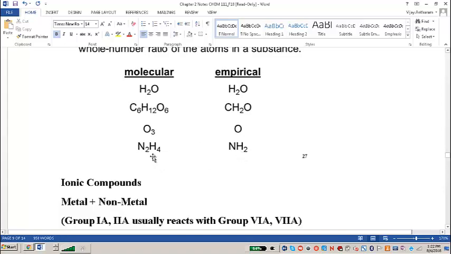And then N2H4, this molecule is known as hydrazine. I don't expect you to know that. But take this 2 and the 4, what is the lowest common denominator? It's 2. Divide this 2 by 2, you get 1. Divide this 4 by 2, you get 2. So the empirical formula of hydrazine, N2H4, is NH2.